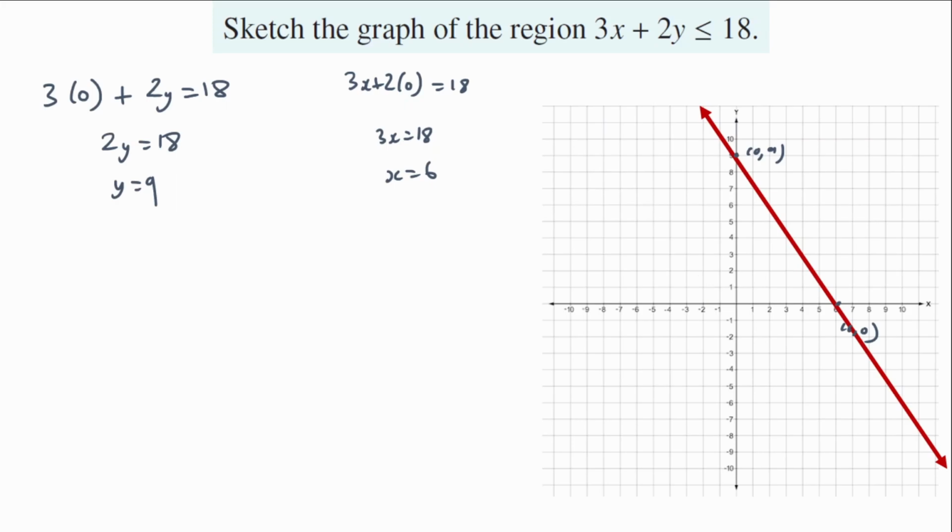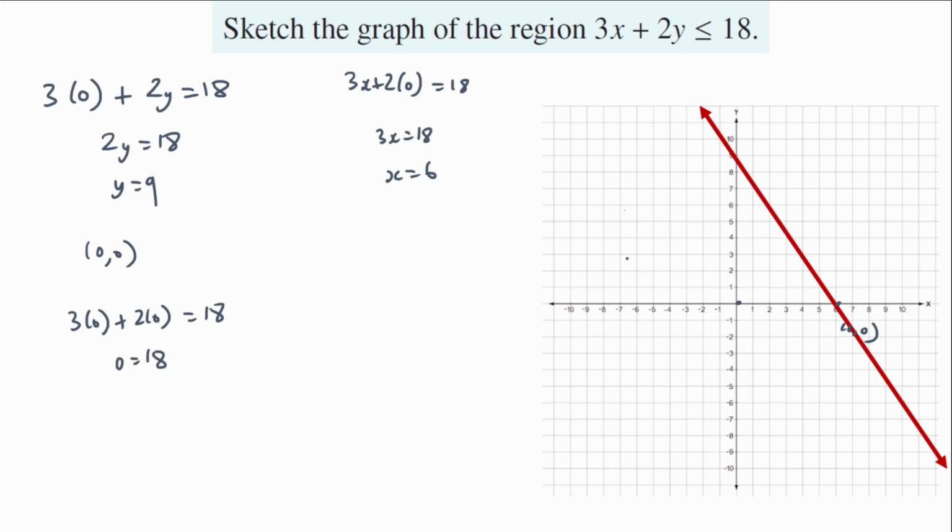So once again, we've got 2 regions now, one at the bottom here and one at the top there. So we need to find out which region we're after. Just pick a point that's not on the line. Let's just go with (0, 0) here. Substitute the point (0, 0) into the equation. It's going to give me 3 times 0 plus 2 times 0 compared with 18. 3 times 0 is 0, 2 times 0 is 0, so I have 0, and in this case, that is smaller than 18.